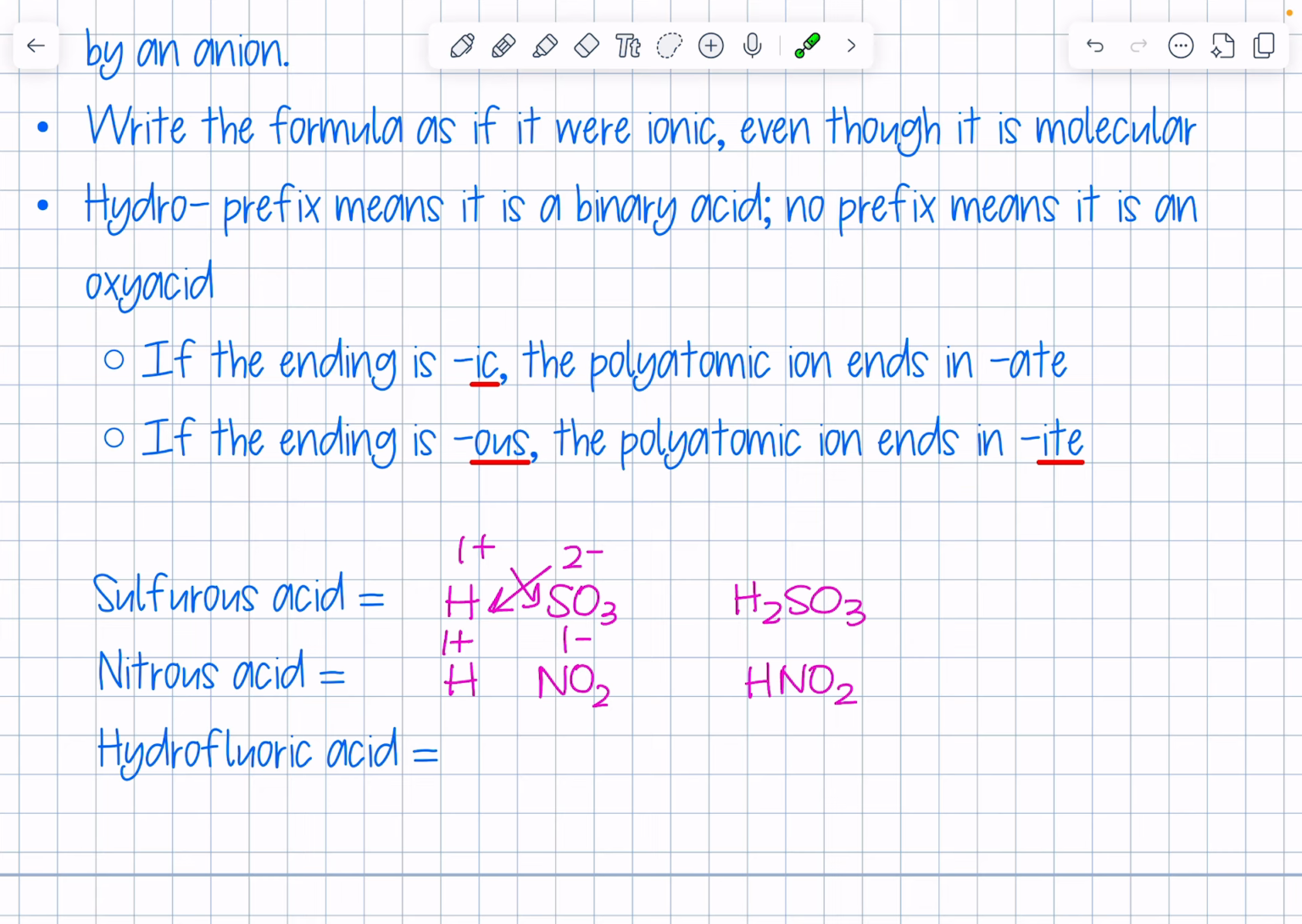Now here, hydrofluoric acid, we have hydro, which means H, and we just have to use this other piece to figure out what the other element is. So fluor is the base for fluorine, which is 1 minus. So overall, my formula is HF. And that's it for naming binary acids and oxyacids.